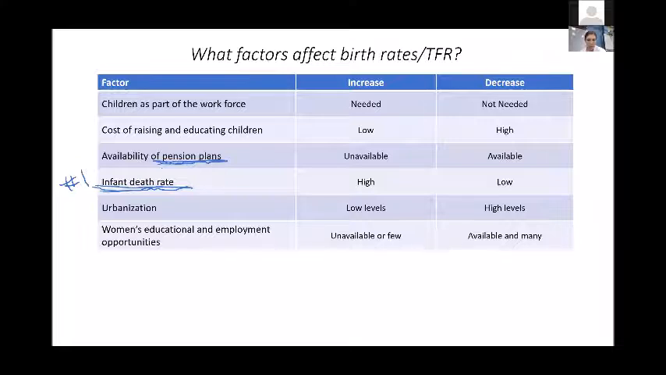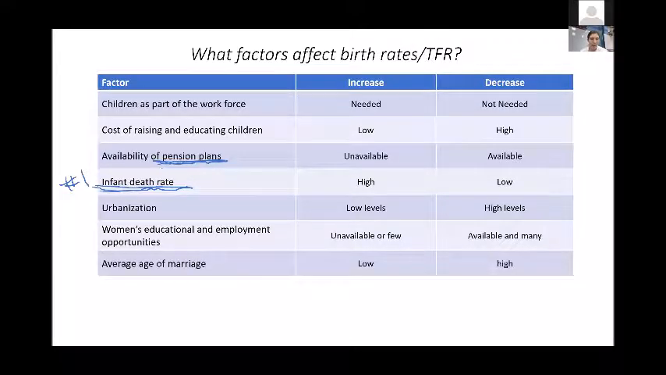Also, a very important aspect of some of the things we'll talk about later are women's educational and employment opportunities. Typically, if women have a lot of ability to go to school and they have job options, that tends to decrease the amount of children that she will have over time. It also delays the onset of reproduction as well. Average age of marriage: if people tend to be waiting to get married, they tend to have less children. And if they are getting married early, they also tend to have more.